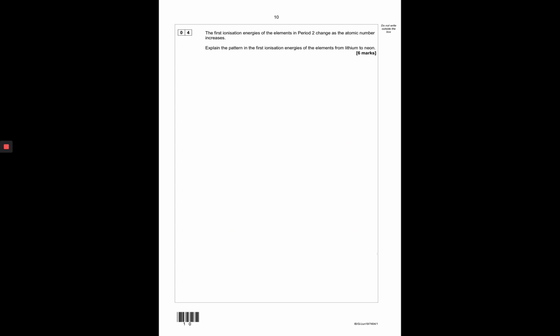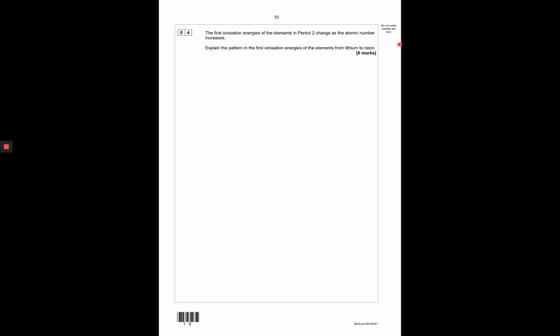So, a 6-mark question. First, ionization energies of the elements in period 2. One of the things that was quite interesting with some of your answers was that when you would have done this in school or in class, you would have applied it to period 3. But what they're doing here, mixing it up, is looking at period 2. But a lot of you wrote answers talking about period 3. So please watch out for that.